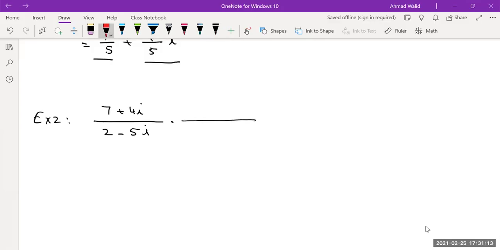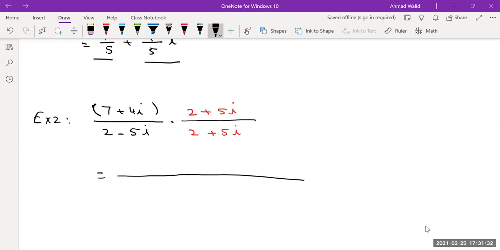What is the conjugate of the denominator? The conjugate of the denominator is 2 plus 5i. And here the denominator 2 plus 5i. Correct? In the numerator, I have no choice. What I do, I'll use the FOIL method to simplify.